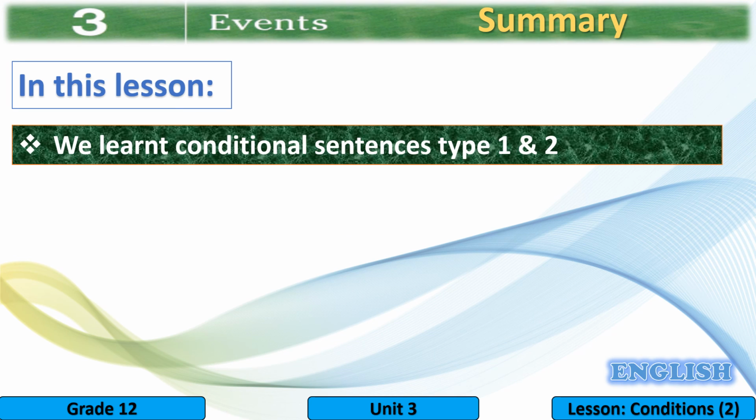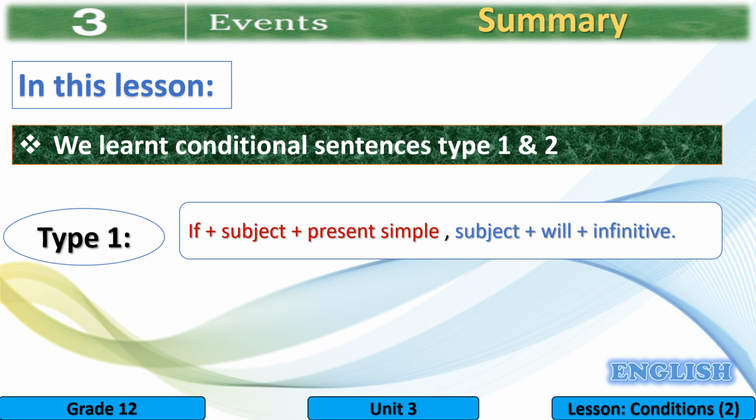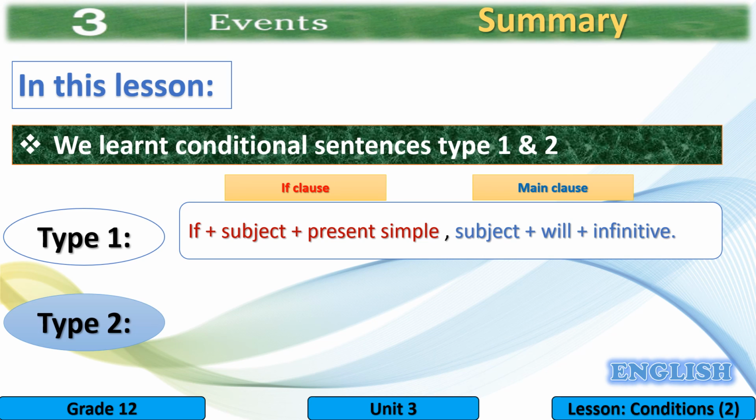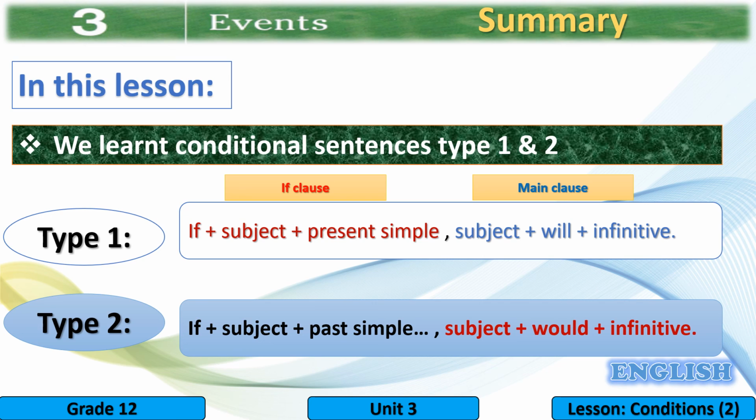Dear students, now let's summarize our lesson for today. We learned conditional sentences types 1 and 2. Type 1 is made of two clauses. The first clause is called the if clause, which includes if plus subject plus present simple, while the main clause includes subject plus will plus infinitive. In type 2, we need also two clauses. The if clause includes if plus subject plus past simple form of the verb, and the main clause includes subject plus would plus infinitive.